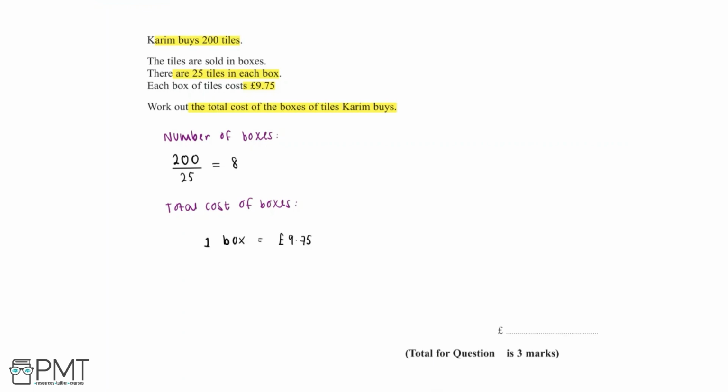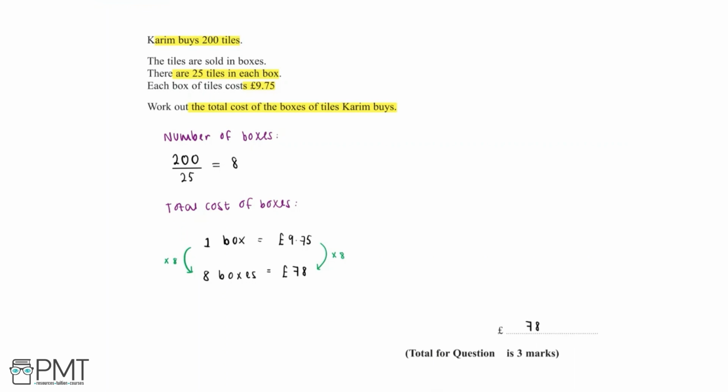Karim needs 8 boxes of tiles, and so we can multiply both sides by 8. And so to find the cost of 8 boxes, we can do £9.75 multiplied by 8, which will leave us with an answer of £78. And so we can say that the total cost of the boxes of tiles that Karim buys is equal to £78.